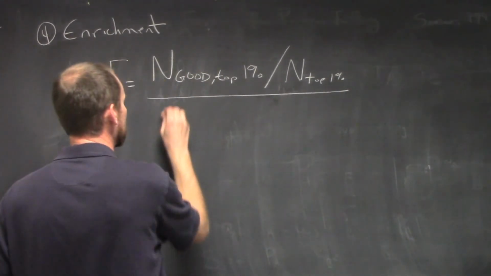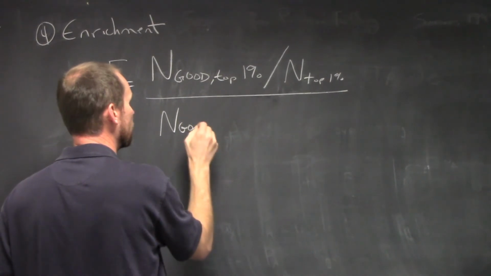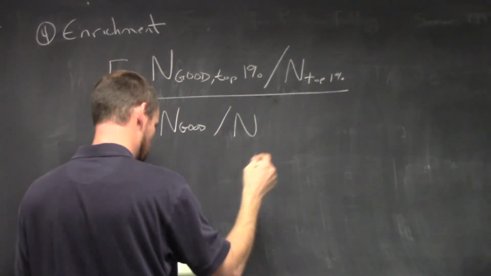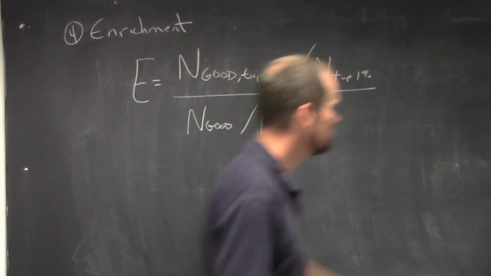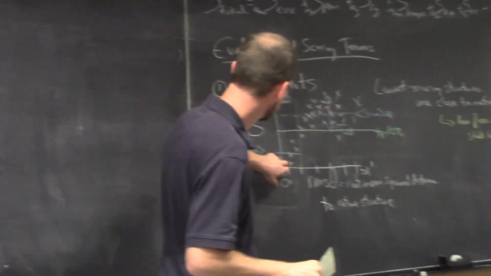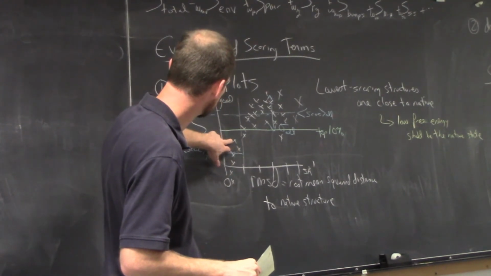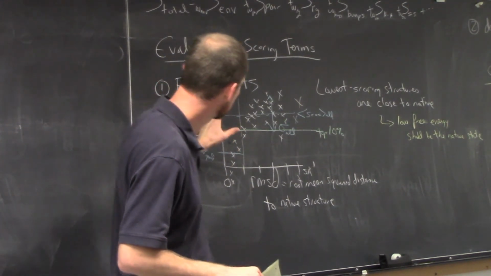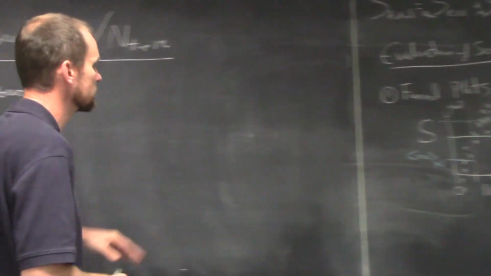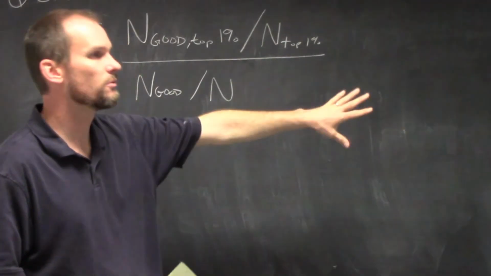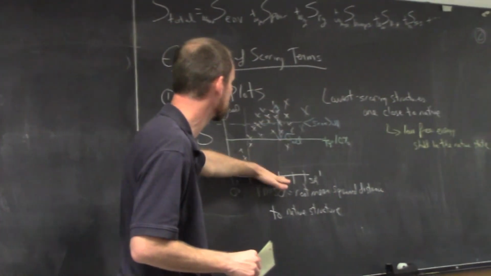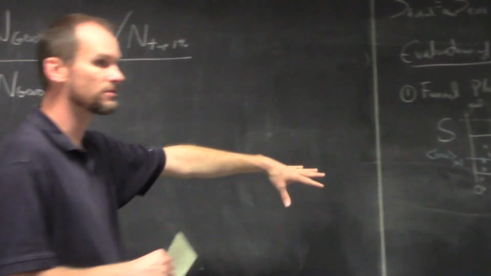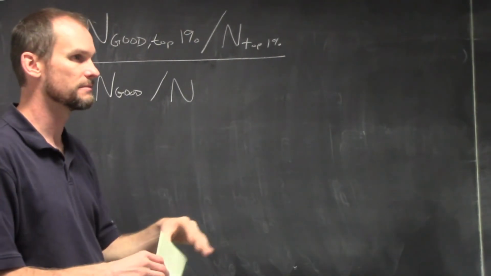Now we divide that by the number of good decoys in the whole set divided by the number of decoys in the whole set. So in the whole set, I've got here again 1, 2, 3, 4, 5, 6 good decoys and maybe 1,000 other decoys. So in this case, it'd be like 0.6% or 1% of decoys might be good in the whole set. Once we filter by score, now we've got 2/3 of the decoys are good, so we've enriched the set tremendously.